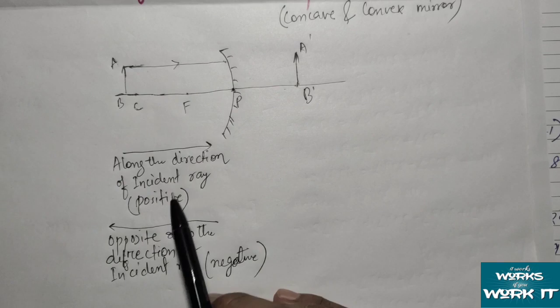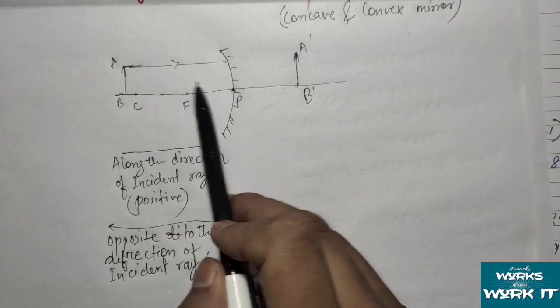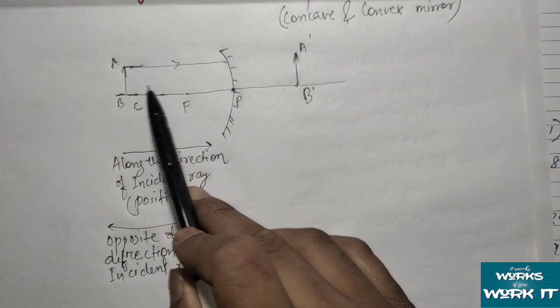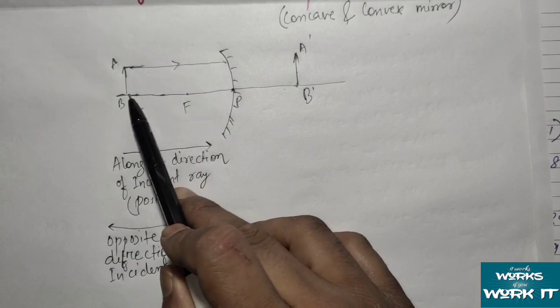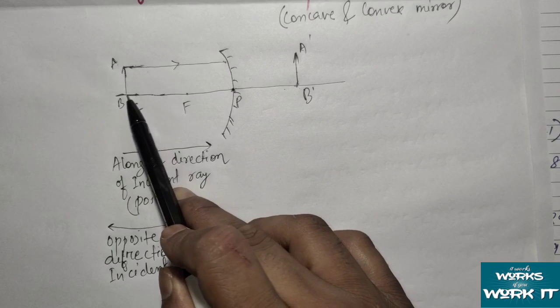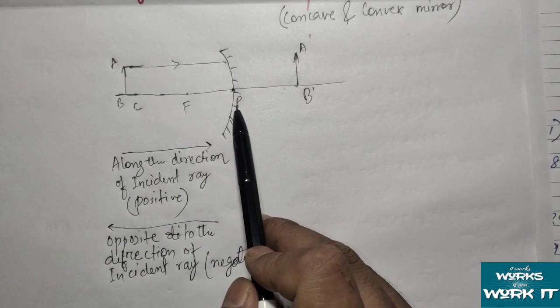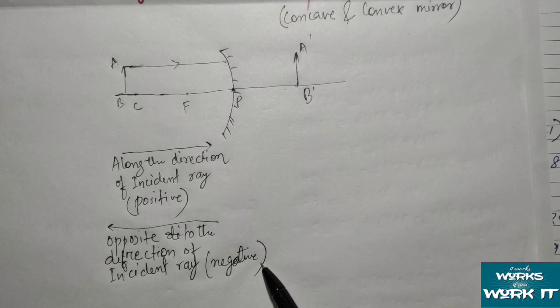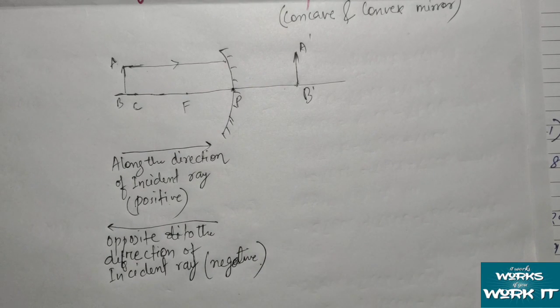Whatever distance we measure along the direction of the incident ray, we take that distance as positive. But if I have to measure the distance of the object, I measure from the pole and then go opposite to the direction of the incident ray. That direction of measurement will be negative. So this is the second point.